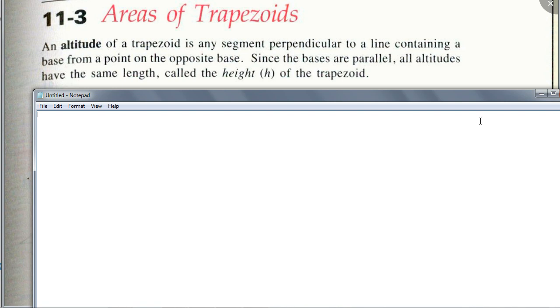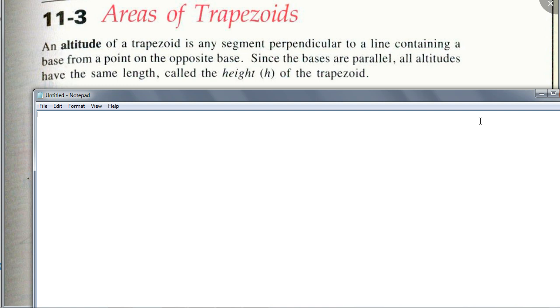Altitude of a trapezoid is any segment perpendicular to a line containing a base from a point on the opposite base. Since the bases are parallel, all altitudes have the same length, called the height of the trapezoid. Okay, and what does it sound like? Very similar to the heights of a triangle?